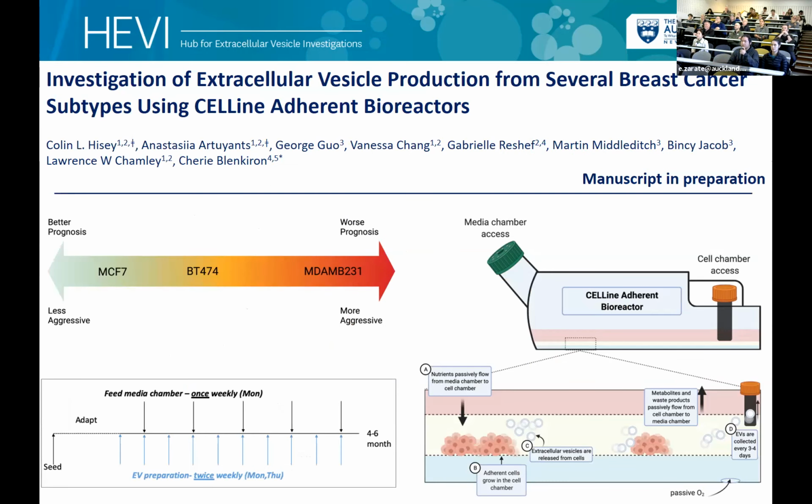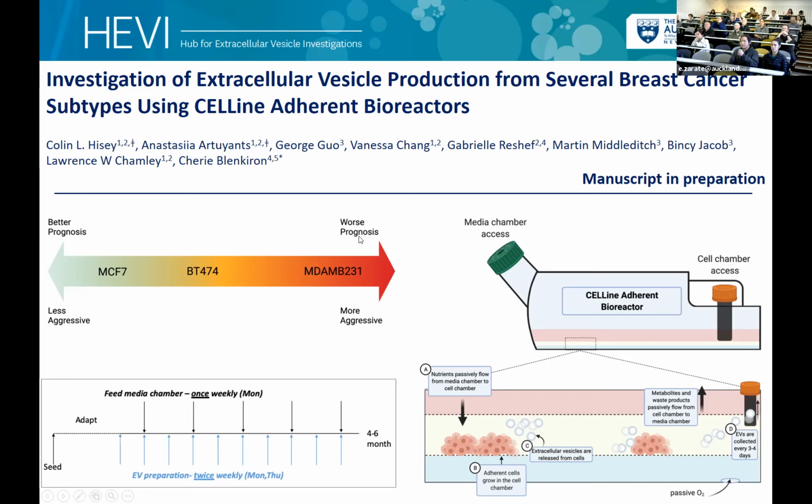Our next project was more sophisticated, with more complex questions. For this study, we had three breast cancer cell lines that represented the aggressiveness of this cancer. So we had MCF7 somewhere on this side, less aggressive, BT474 somewhere in the middle, and MDA-MB-231 being more aggressive, and the tumor of this cell line will have the worst prognosis.